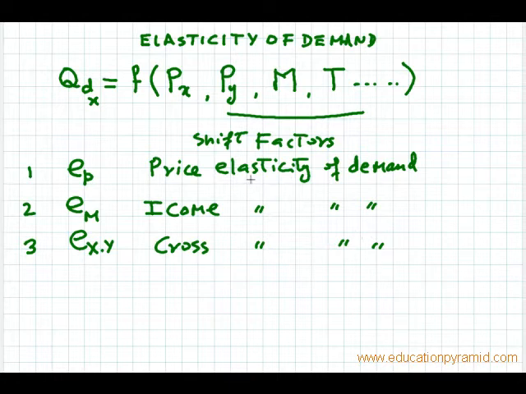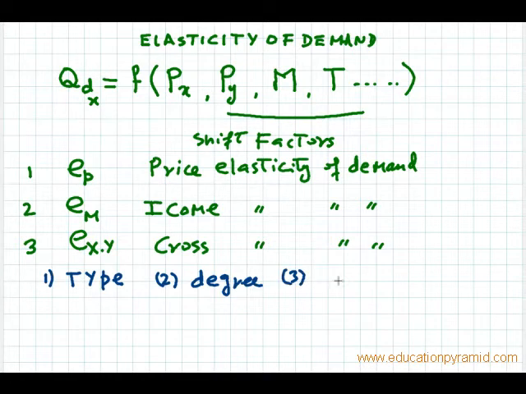When we are discussing these elasticities, we try to analyze from 4 different angles. Number 1, what is the type of elasticity? Number 2, what is the degree of elasticity? Number 3, the signs, means positive or negative. And number 4, rules to measure the degrees of elasticities.